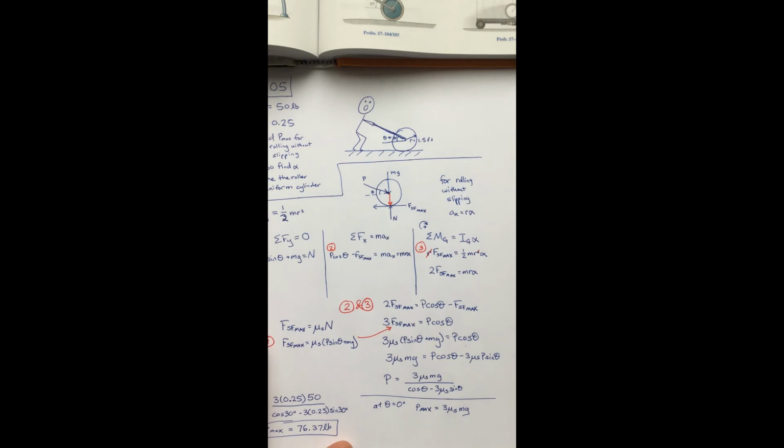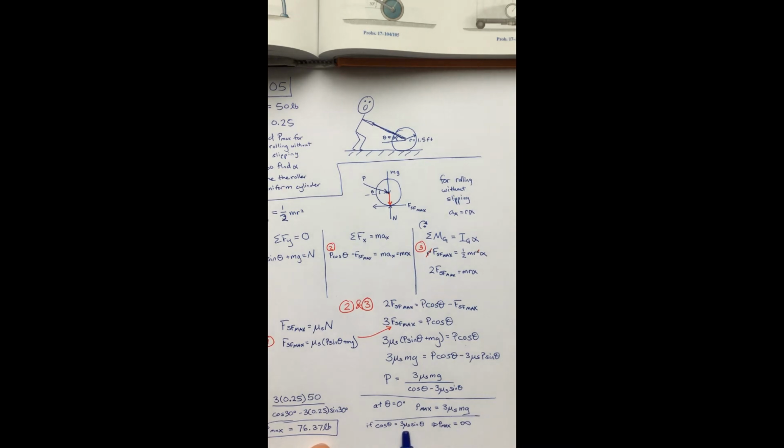Okay, and next we're going to look at when cosine theta is equal to 3 times the coefficient of static friction times sine theta. That means our denominator is equal to 0. If our denominator is equal to 0, then for P max, you get infinity, which means you can push as hard as you want, and you're still not going to have any slipping.